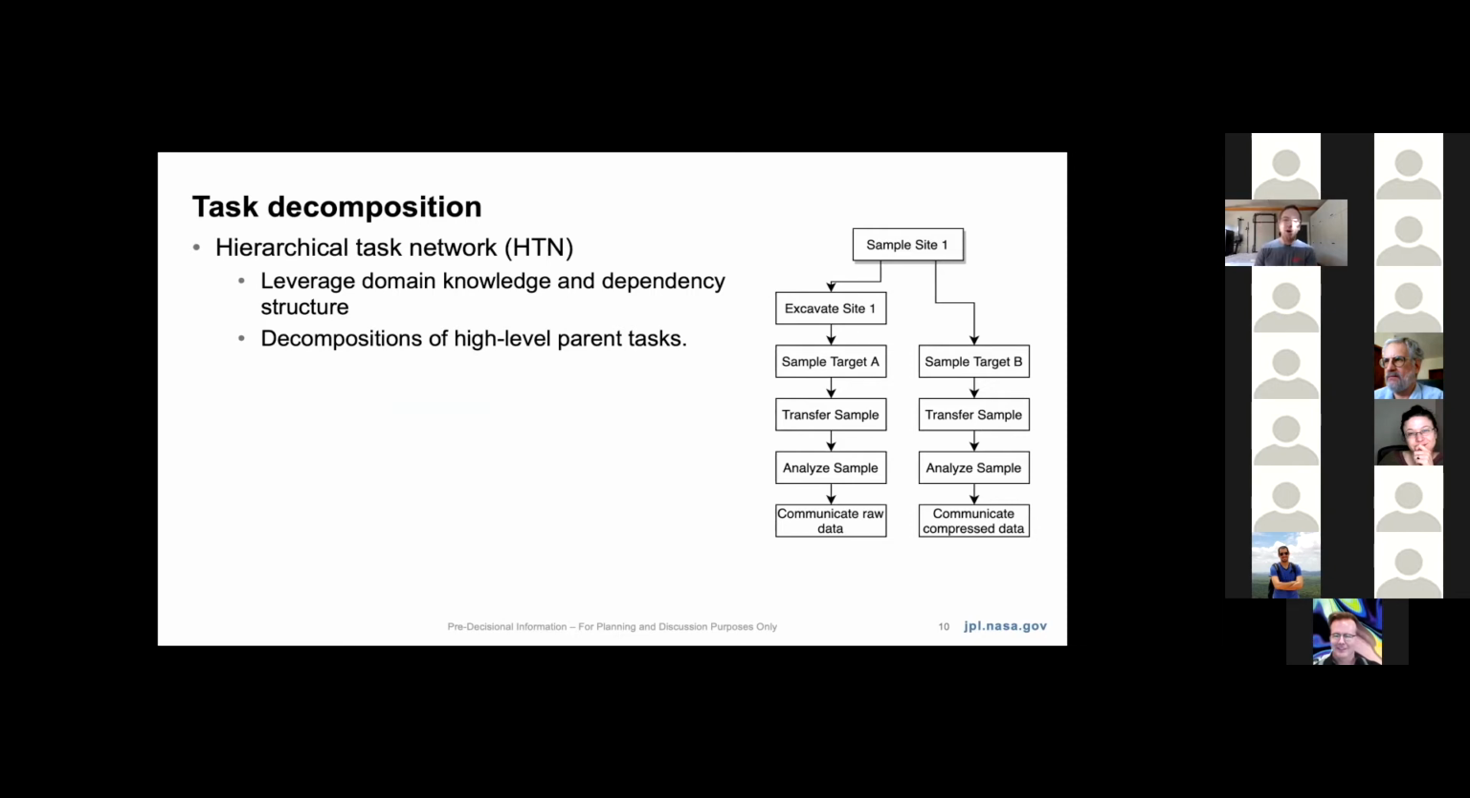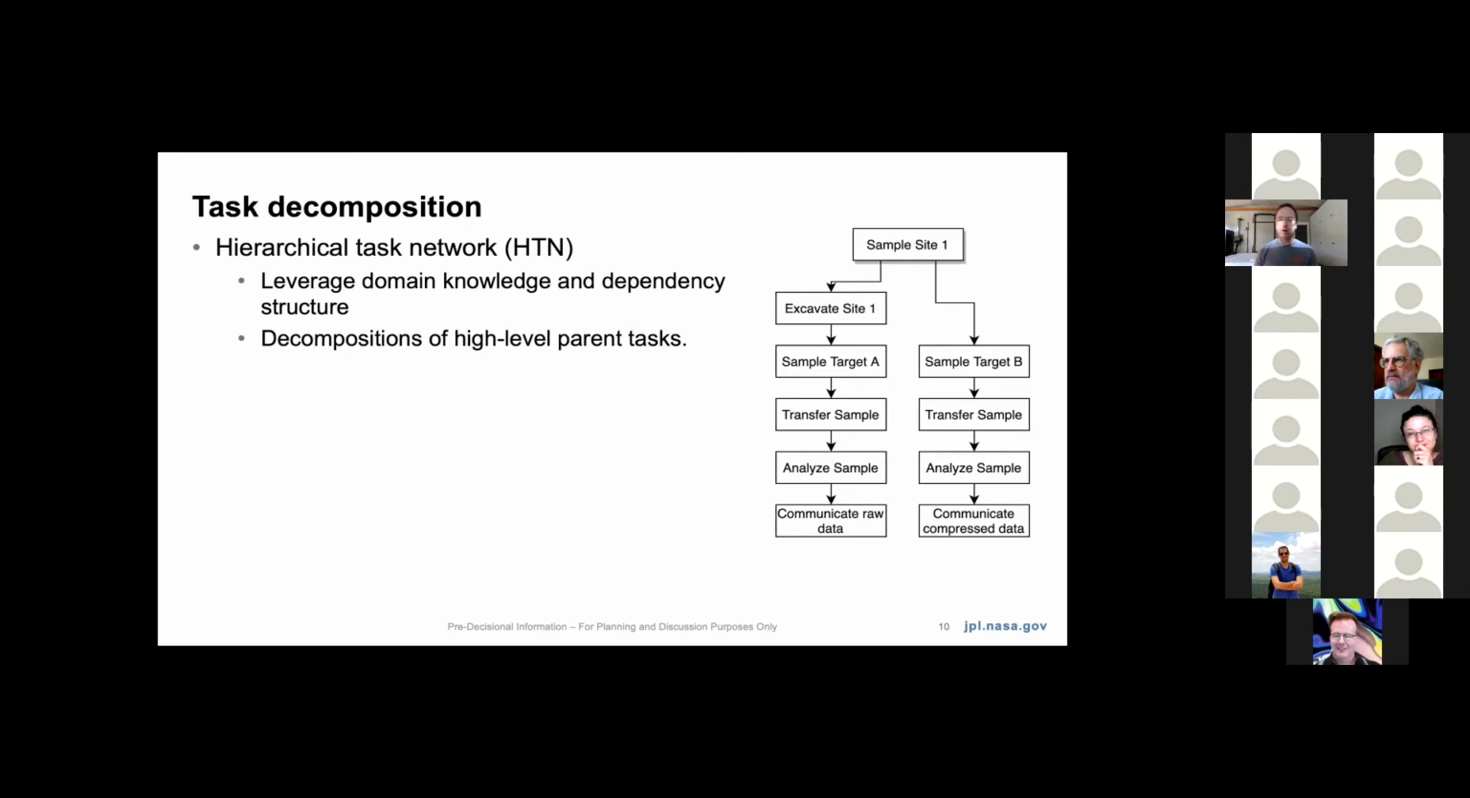In an HTN, the hierarchical tasks are decomposed into a set of subtasks, and we have high level parent tasks and further decompositions of those tasks. So parent tasks might decompose into different sets of tasks, and we'll read each of these sets as potential decompositions of that parent task. And then finally, we refer to tasks with no decompositions as primitive tasks. The primitive tasks represent things that the lander can be directly commanded to perform.